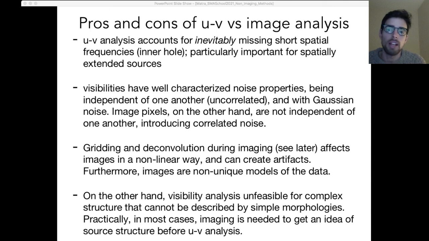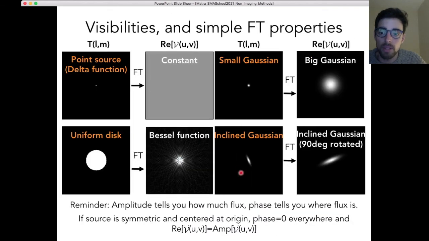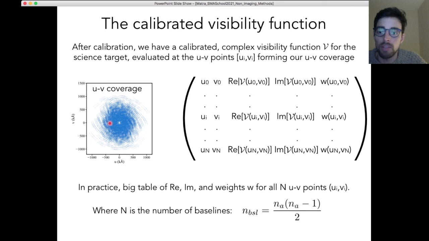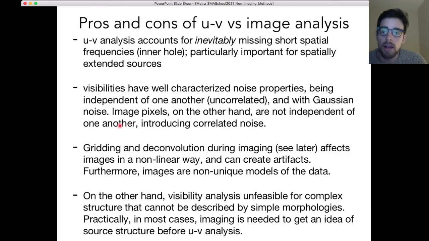So the UV analysis accounts, first of all, for the inevitably missing short spatial frequencies. So the inner hole in the UV coverage, which is inevitably going to be there, and that you're not going to know about if you just look at your image. And that's particularly important for spatially extended sources, where a lot of their flux will be concentrated in these missing UV spacings. Additionally, visibilities have very well characterized noise properties. They're independent of one another, so every point in UV space is independent of one another, and the noise is close to Gaussian.